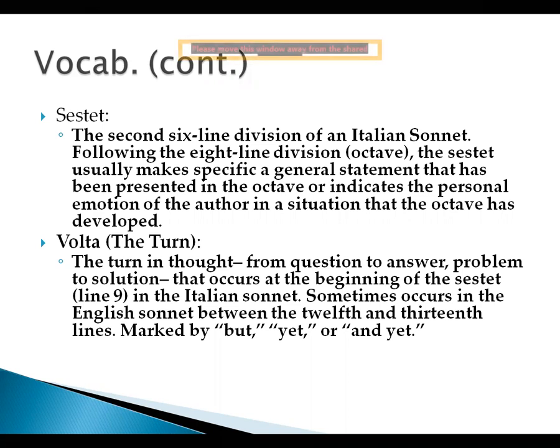In Italian sonnet it starts from sestet, meaning 8 lines of the octave are done, whatever the problem or question was has been presented, and after that, where the sestet starts, that is the 9th line, from there starts the volta, that is the turn of the thought, or you can say the idea, shift of the idea. Whereas in Shakespearean sonnet it is almost towards the 12th or the 13th line and usually marked by but, yet, or and yet.